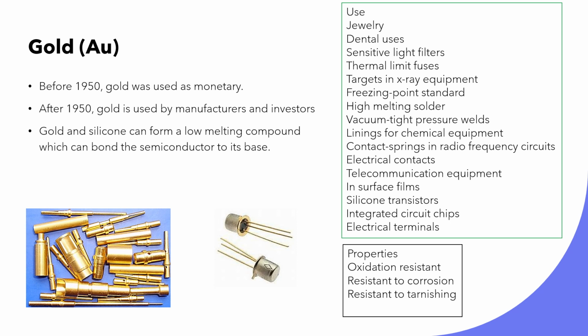This is important. We use gold like silver in electrical contacts, telecommunication equipment, and those are actually electrical contacts. Okay, this is semiconductor. We also use in surface films, silicon transistors, integrated circuit chips, and electrical terminals. Right? Okay. That's it for this big chapter, Unit 3.